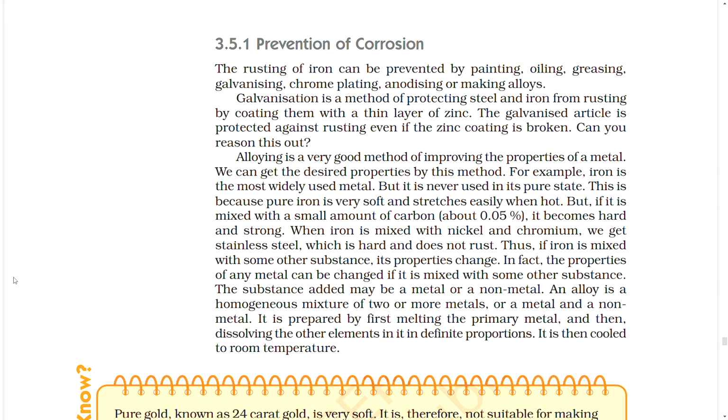An alloy is a homogeneous mixture of two or more metals, or a metal and a non-metal. It is prepared by first melting the primary metal and then dissolving the other elements in it in definite proportion. It is then cooled to room temperature.